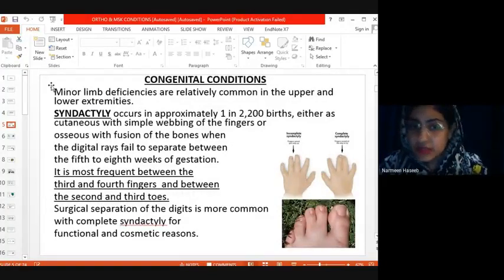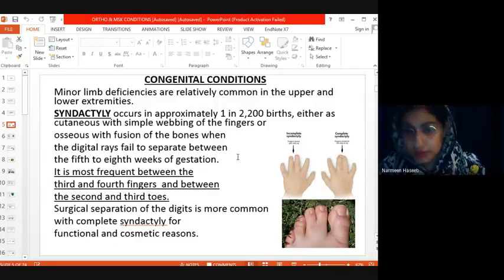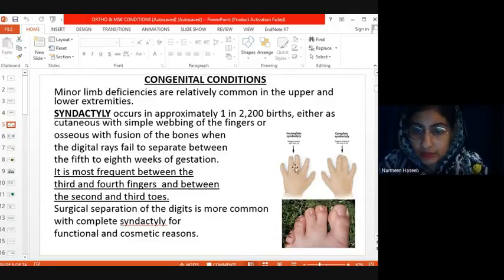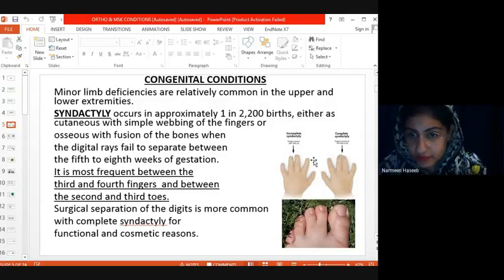Minor limb deficiencies are relatively common in the upper and lower extremities. The first is syndactyly. It occurs in approximately 1 in 2,200 births, either as cutaneous with simple webbing of the fingers or osseous with fusion of the bones, when the digital rays fail to separate between the 5th to 8th weeks of gestation. Here you see the webbing between two fingers of the hand. This is incomplete syndactyly, and this one is complete syndactyly. Here you can also see webbing in the toes of the foot.